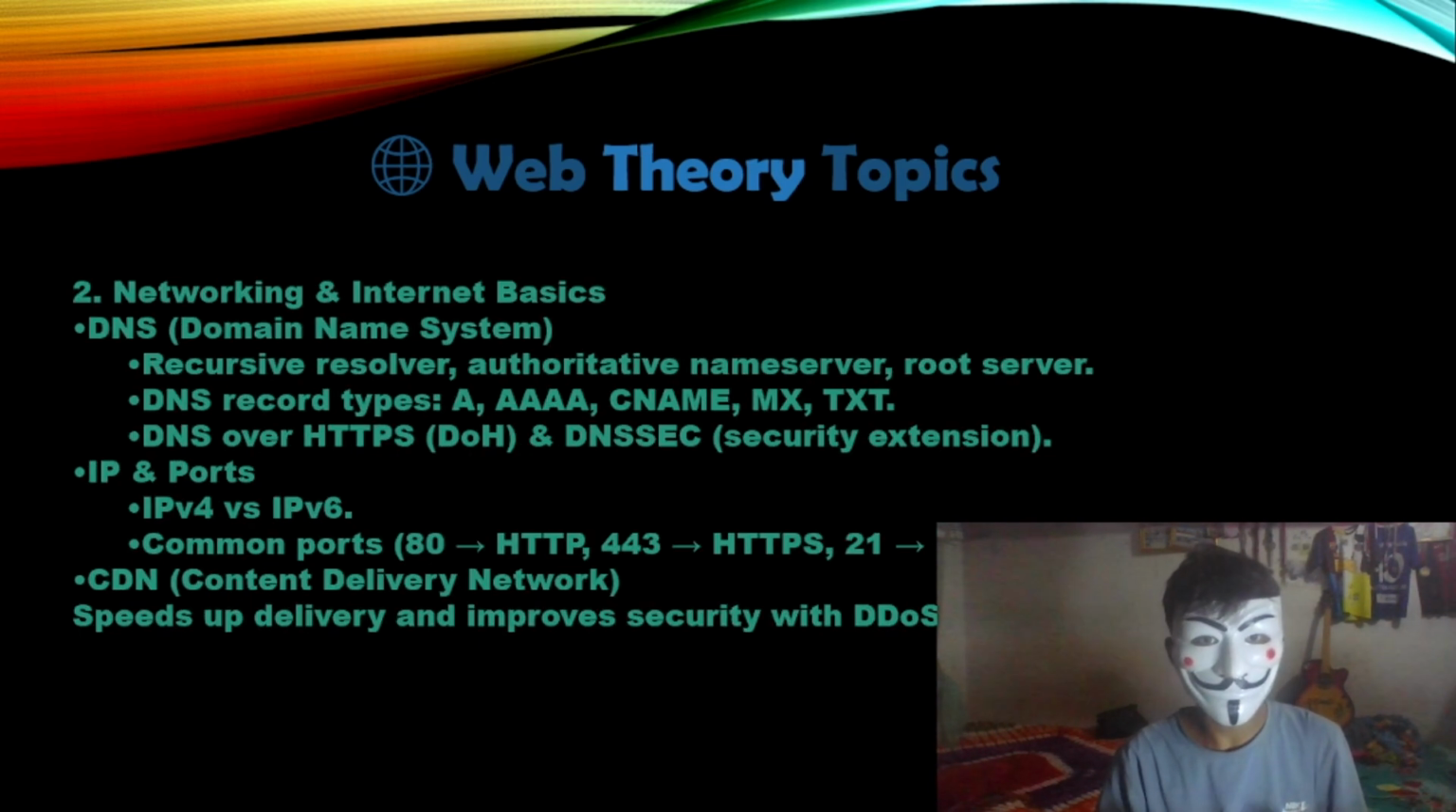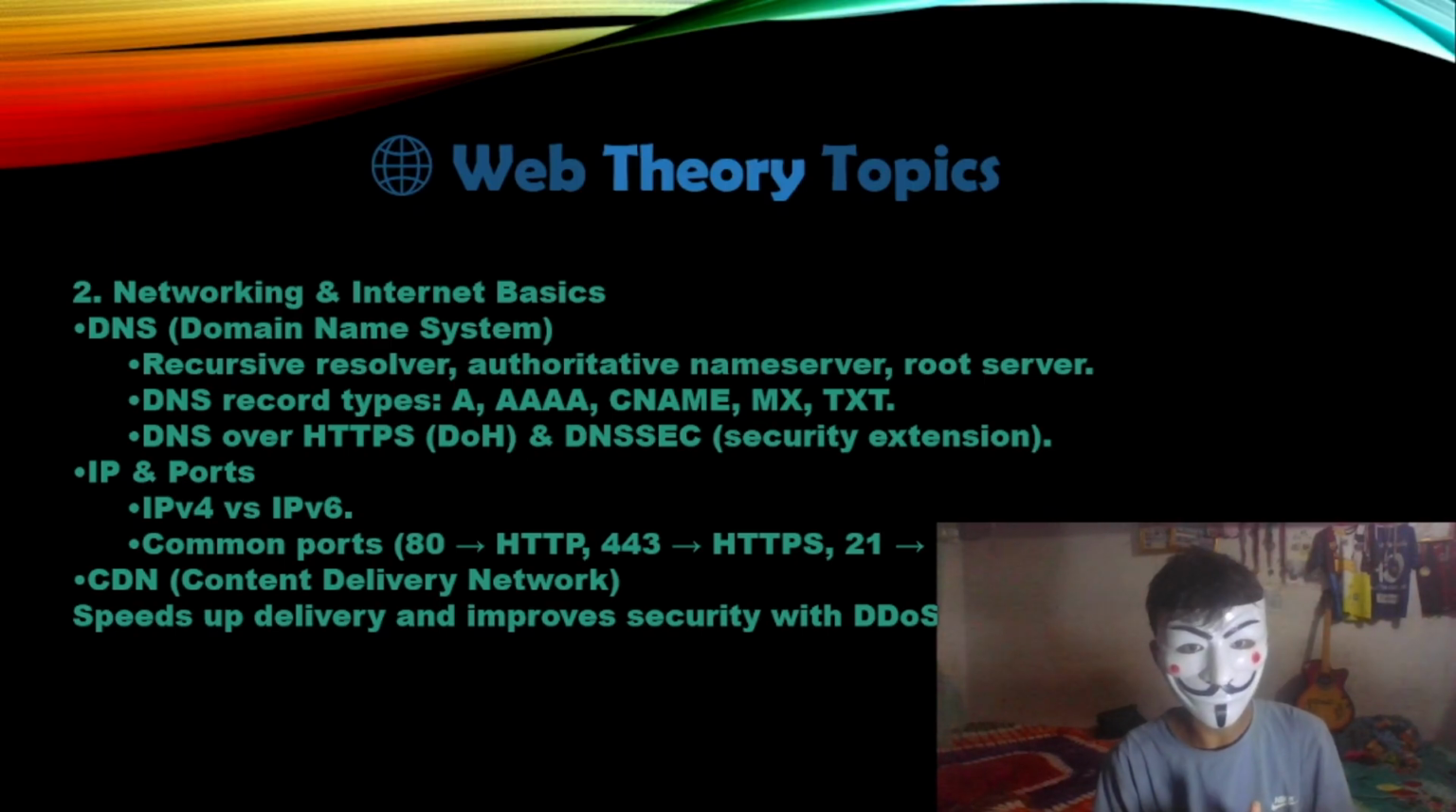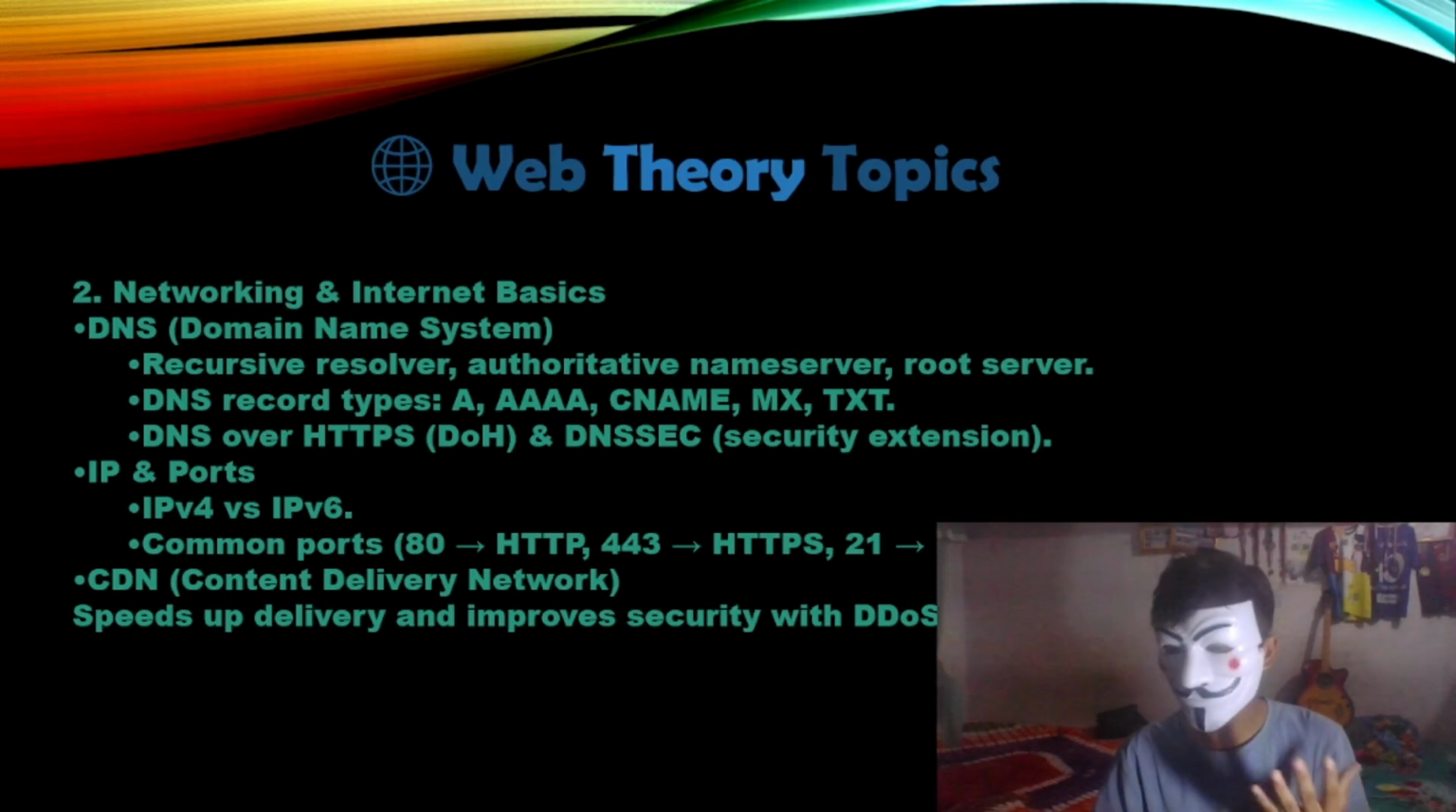And in second number we have networking and internet basics like DNS, how all the things work. Here you can see the authoritative name server, root server, DNS record types like A, AAAA, CNAME, MX, TXT, like that. And about IP and ports, what IPv4 and IPv6 are, and common ports like 80 for HTTP and 443 for HTTPS. And CDN, content delivery network, which speeds up delivery and improves our security with DDoS protection.